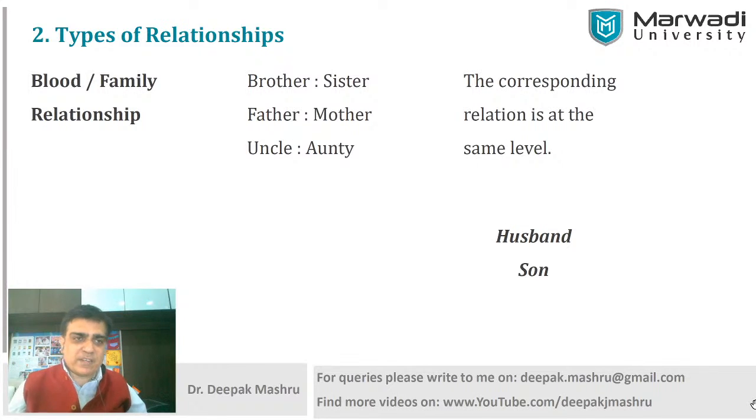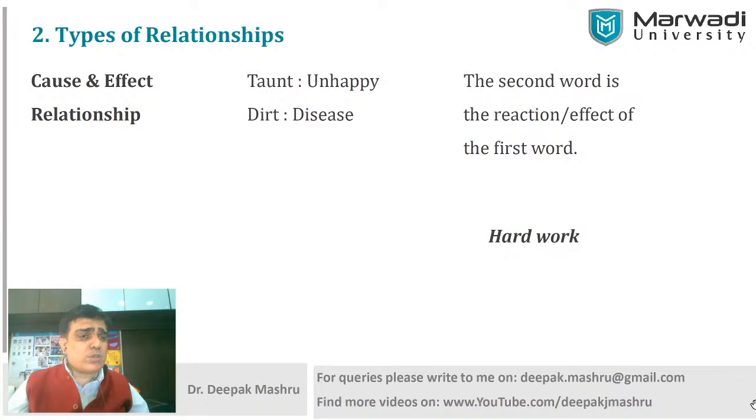wife. Okay, great, great. Okay, so we can go with the next one, cause and effect, right? That means one word talks about a cause and the second word talks about the effect. If you taunt somebody, if you pass a comment on somebody, that person would be unhappy. When there is dirt, there will be disease, right? So if you work hard, if there is hard work, what would be there? There will be, it's not, see Joseph, this is not opposite, right?